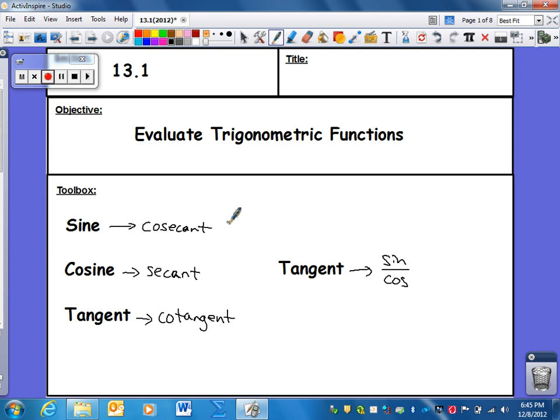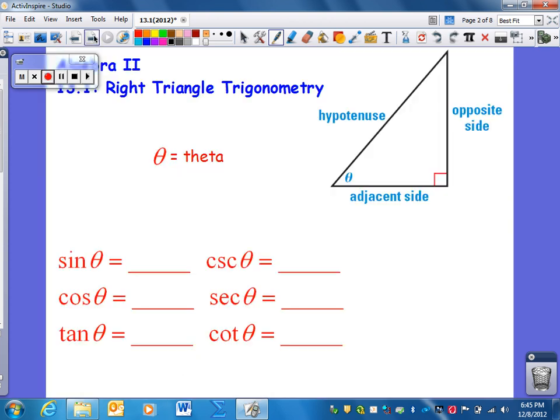So cosecant, abbreviated CSC, is 1 over sine. Secant, abbreviated SEC, is 1 over cosine. And cotangent, abbreviated COT, is 1 over tangent. Now, these are going to make a lot more sense once we get started with the next slide. So we will go ahead and move on.